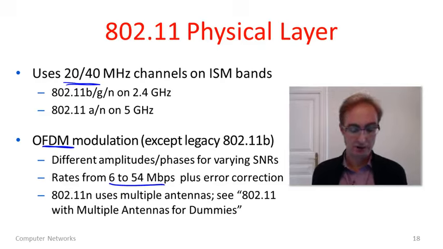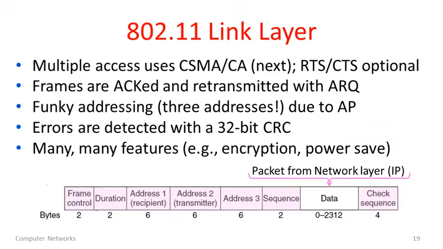I'm just going to point out briefly, you might well have heard of faster kinds of 802.11 than 54 megabits per second. Various tricks are used, including for some of the fastest kinds of 802.11 using multiple antennas at the same time. This is pretty cool. It's well beyond what we can cover in this class. But if you're interested, you could look at a little article I recommended, 802.11 with multiple antennas for dummies. It would give you a sense of what's going on.